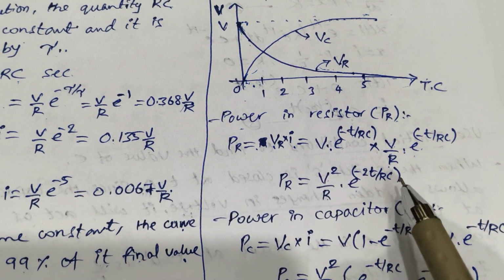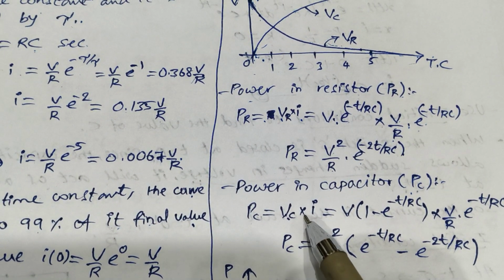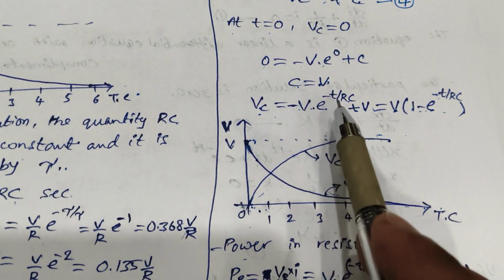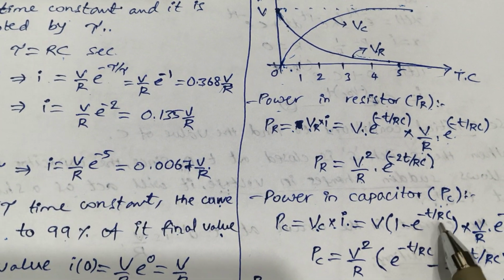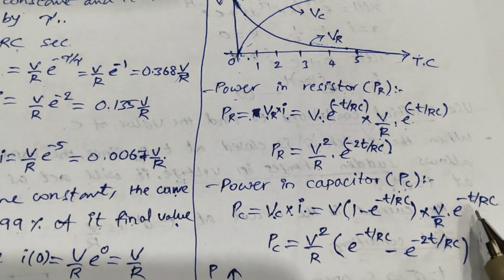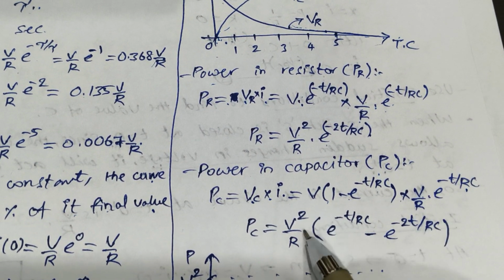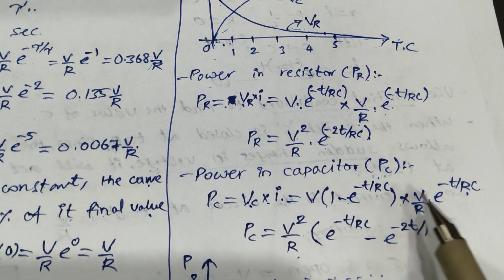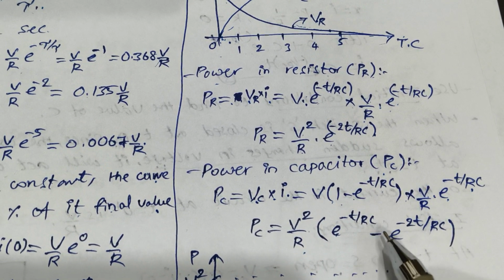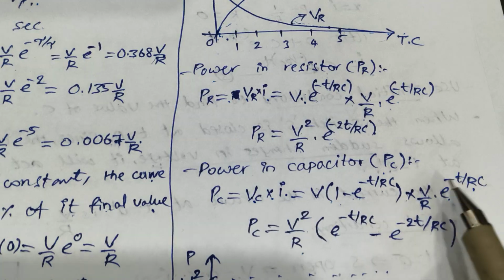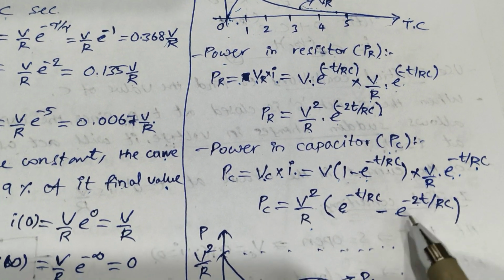In a similar way, power in capacitor is nothing but voltage across capacitance into current. Voltage across capacitance is V of 1 minus e power minus t by RC, and current is V by R into e power minus t by RC. By multiplying these two, we get V square by R into e power minus t by RC minus e power minus 2t by RC, as the bases are the same and the powers will be added.